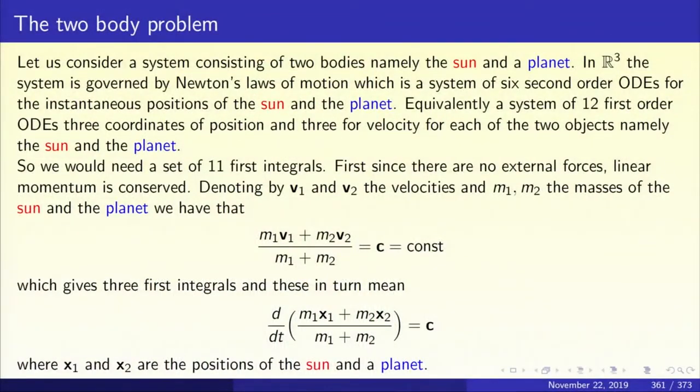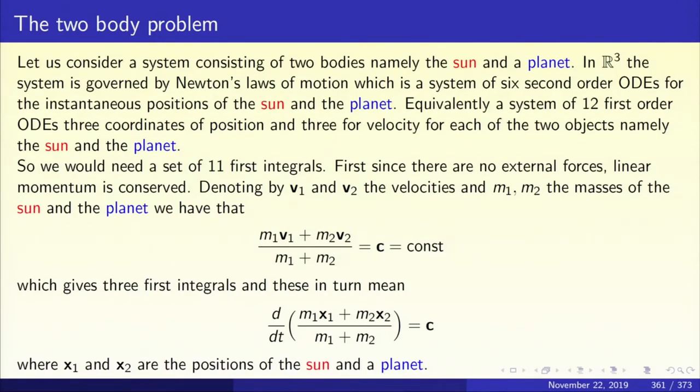So now let us come to the two-body problem that we are looking at. What is the two-body problem? It's a system consisting of two bodies, namely the Sun and the planet, in R3. It turns out that neither is revolving around the other, both of them are revolving around a common center of mass. So the system is governed by Newton's laws of motion, which is a system of 6 second order ODEs for the instantaneous positions of the Sun and the planet. Equivalently, we are looking at a system of 12 first order ODEs. A second order ODE can be written as a first order system. So we have 6 second order ODEs or 12 first order ODEs.